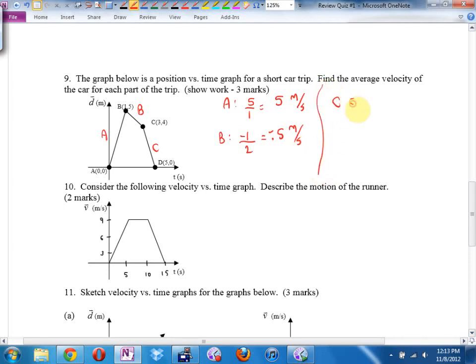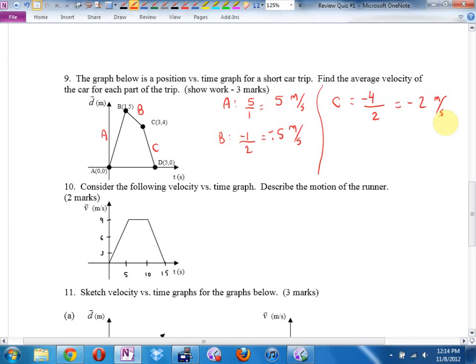Section C, it looks like the rise is -4, yes? And the run is 2. So I think it's -2 meters per second. So 1 mark for each of those: 5 meters per second, -0.5 meters per second, and -2 meters per second.